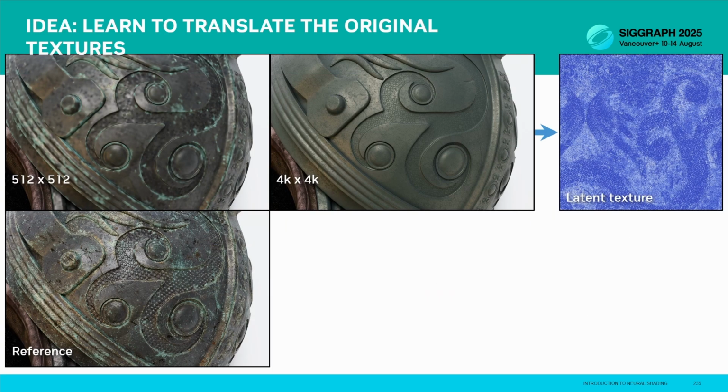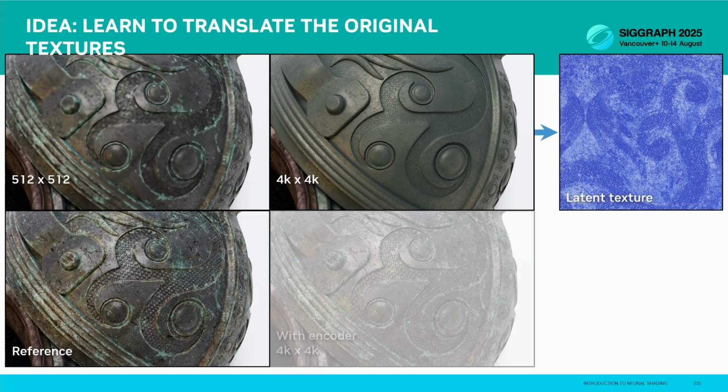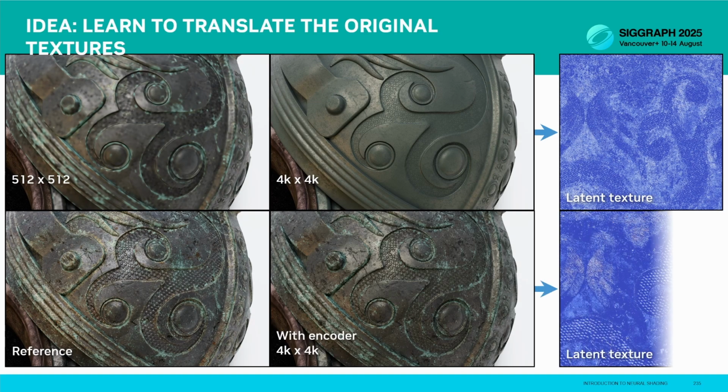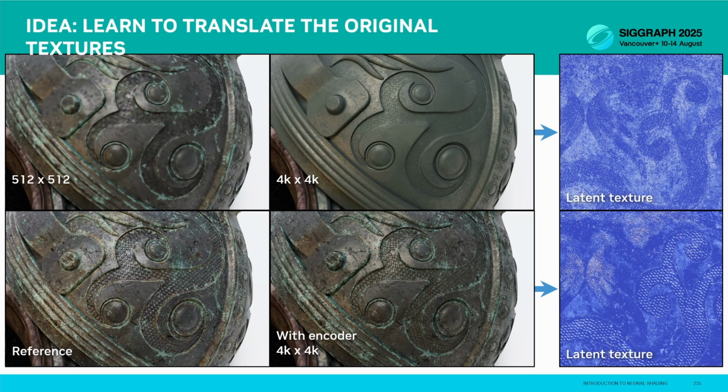This has much fewer degrees of freedom. There are much fewer network weights in the encoder than there are parameters in the latent texture. And so this converges to a good result regardless of the texture resolution. And you can see this in the latent texture that it learns as well.